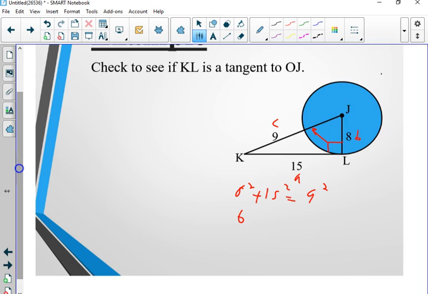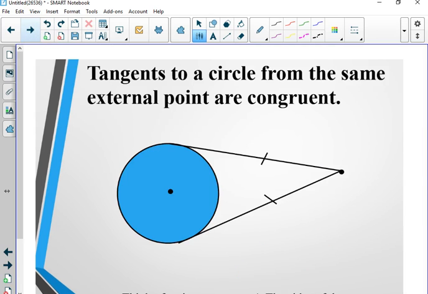But let's do the math. That's 64, plus 15 squared, which is 225, does not equal 81. 225 plus 64 obviously is not going to be 81. 289 does not equal 81, so no. And you may ask yourself, what if we switch the 9 and the 15? Well, it still wouldn't work, because 64 plus 81 is 145, not 225. So it wouldn't work anyway. So that's a no. Moving on.